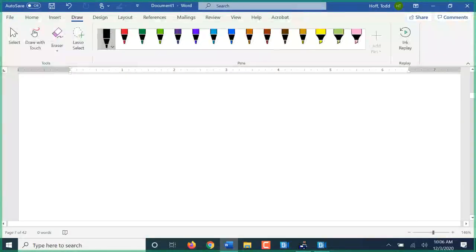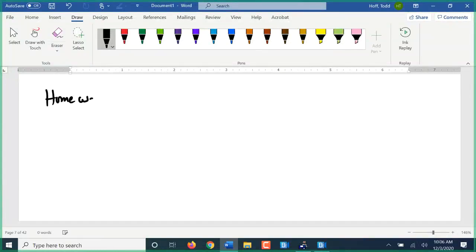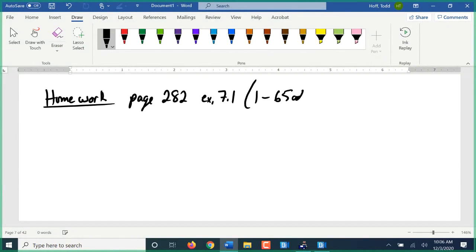Okay, I have rambled on long enough. Your homework for today, in the book, page 282. This will be exercise 7.1, problems 1 through 65, the odd. Most of them are just creating ratios, reducing ratios and rates, a few word problems.